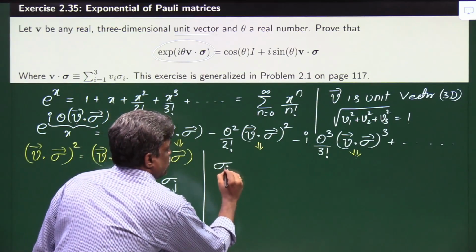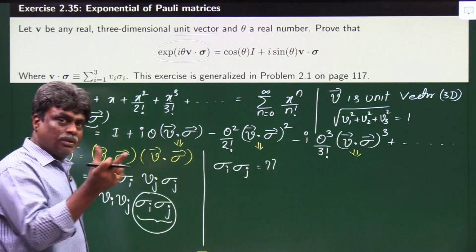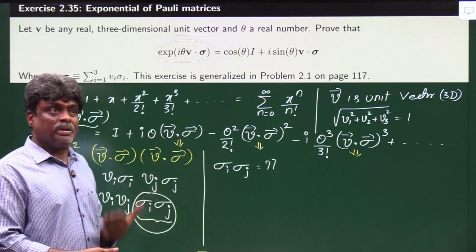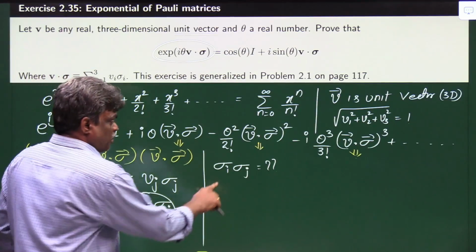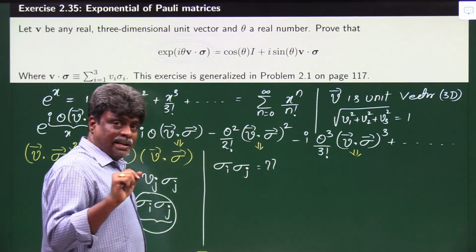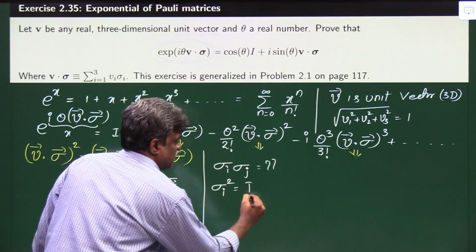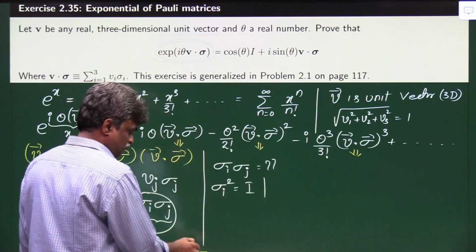For example, if you want to find σ_i σ_j, first let us talk about i equal to j. Then it is σ_i square, which is σ_x square, σ_y square, σ_z square, which is identity. So if these two are the same, we are getting identity, meaning σ_i square is always identity. If not the same, then what will we get?